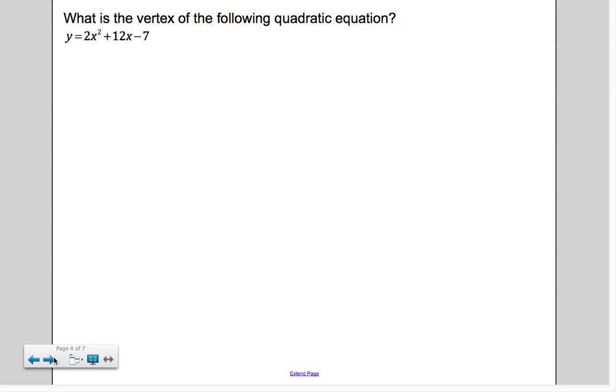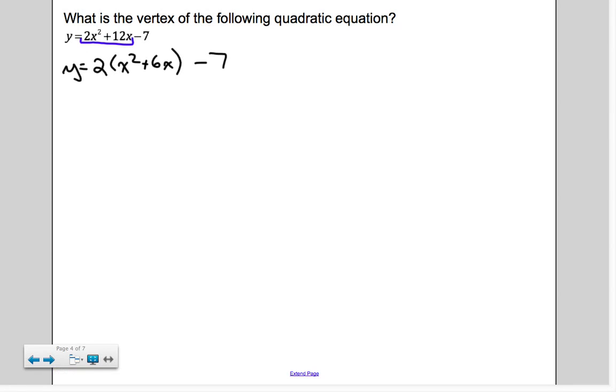You can factor it. Divide by 2? Yeah. So what I want to do is factor out the 2, what I call partial factoring. So now I've got y, and I want to factor out that 2. So I've got 2 times x squared plus 6x, minus 7. The 7 stays alone because I haven't pulled a 2 out of that.